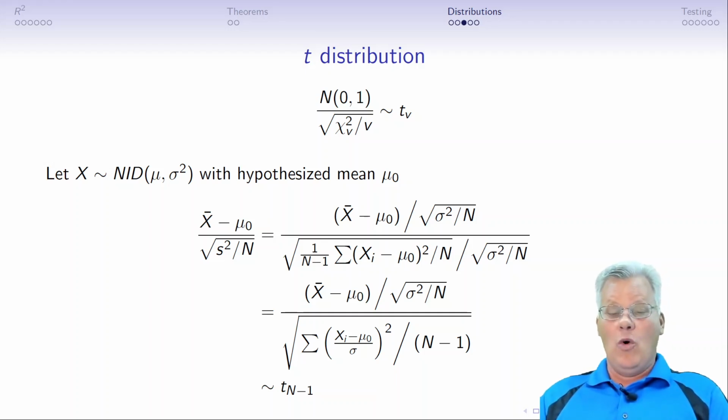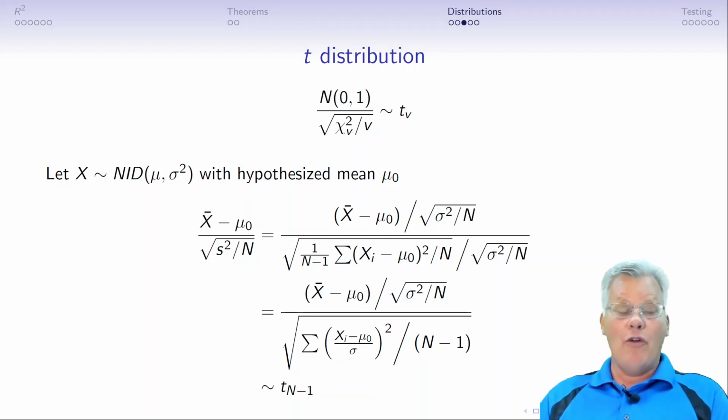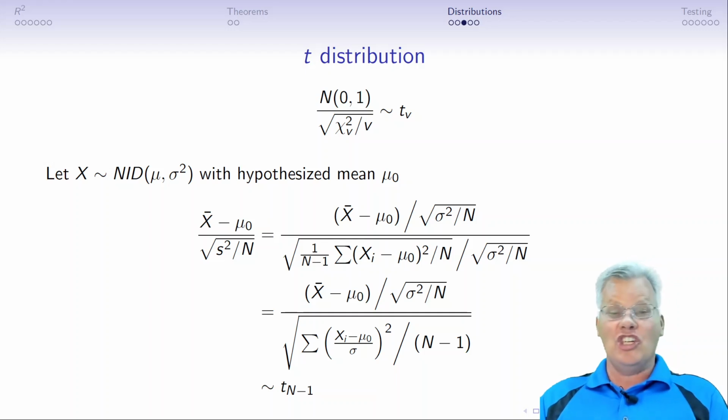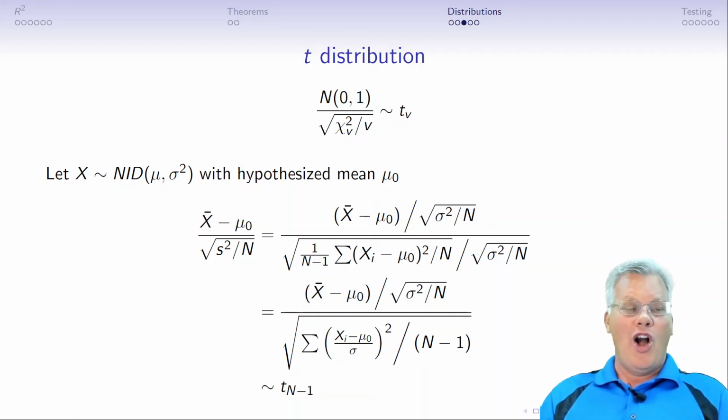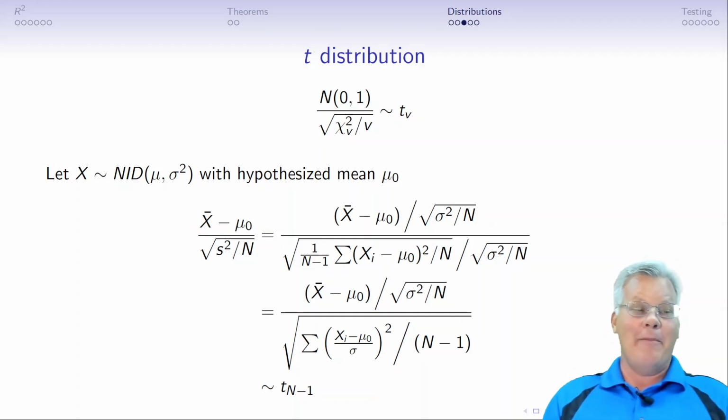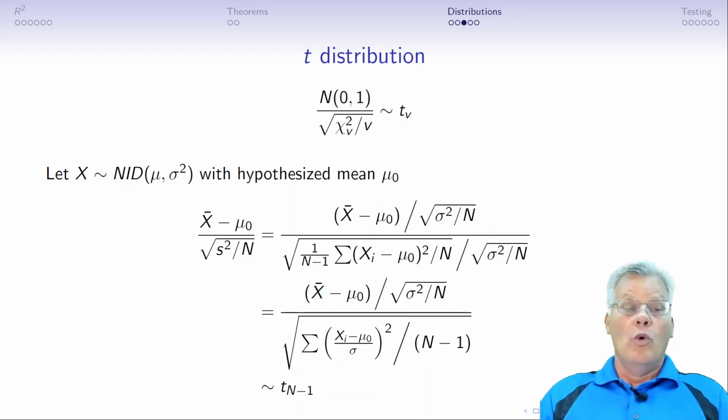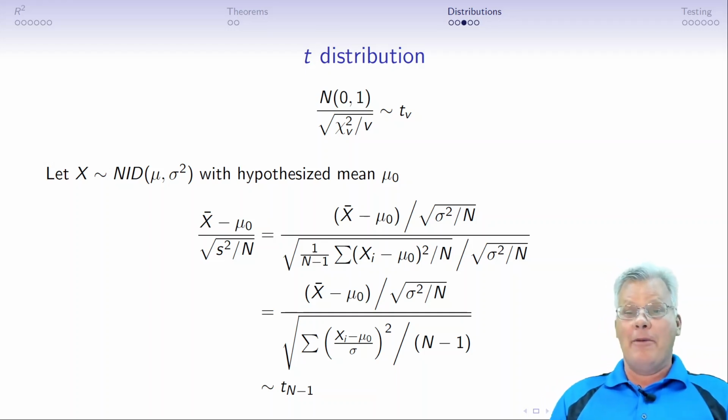Okay. So this now follows the definition of a random variable that's distributed t with n minus 1 degrees of freedom. Right? It's n minus 1 because x bar has n minus 1 degrees of freedom. I'm estimating one unknown population parameter.